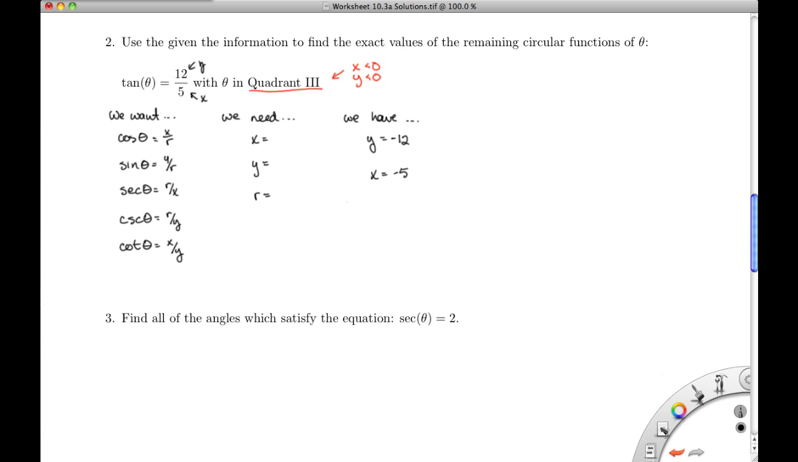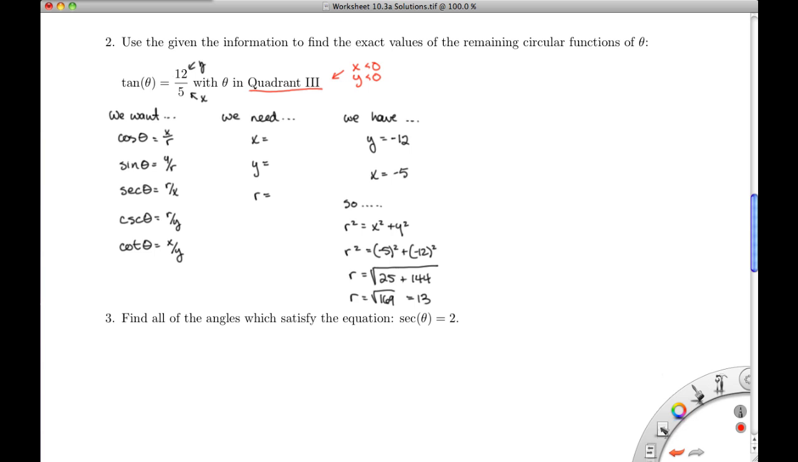So let's do that next. So we know that r squared is equal to x squared plus y squared, or that r squared is equal to -5 squared plus -12 squared. So we take the square root of both sides. We get r is equal to the positive square root of 25 plus 144, or that r is equal to the square root of 169, which is 13.